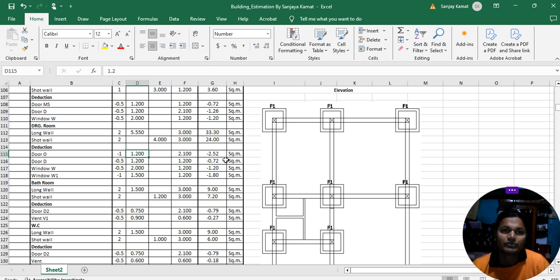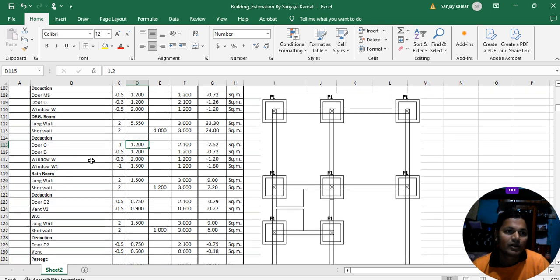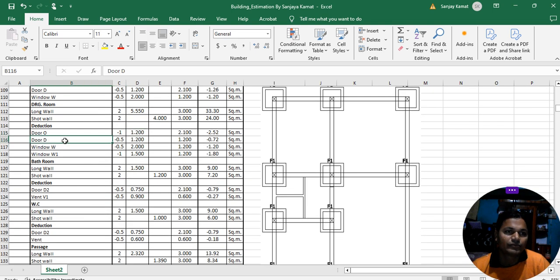Minus 2.52 square meter. Now we are going to do it for the door D. In door D we are subtracting minus 0.5 and taking the length 1.200 meter, and thickness we are taking this time 1.200 meter.